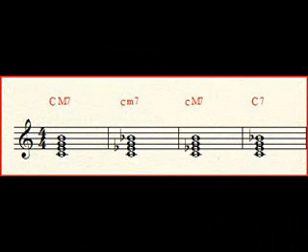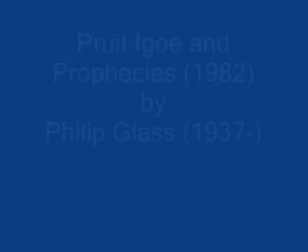These are the very basic chords that make up jazz music: a C major 7, a C minor 7, a C minor major 7, and a C major minor 7.